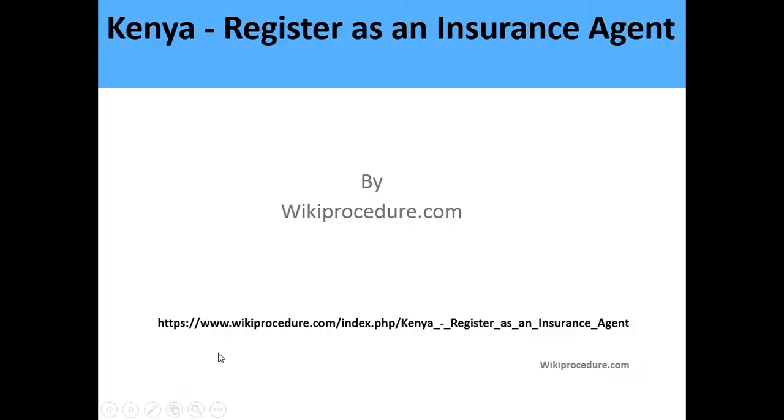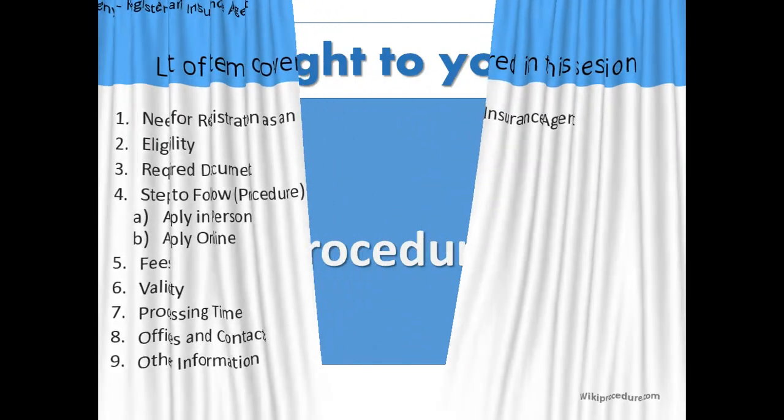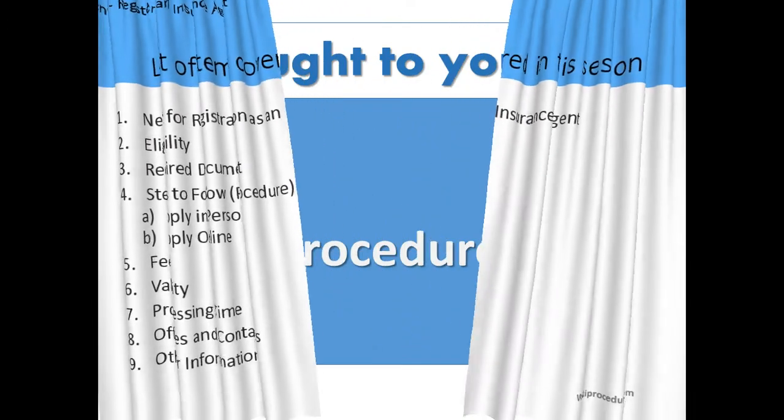The list of items which we're going to cover in this session include the need for registration as an insurance agent, the eligibility for registration, the required documents, steps to follow when making the application, the fees applicable, validity period, processing time, office location and contact information, and any other information that we may find relevant on how you can make the registration application as an insurance agent in Kenya. So welcome to our presentation today, which is brought to you by wikiprocedure.com.